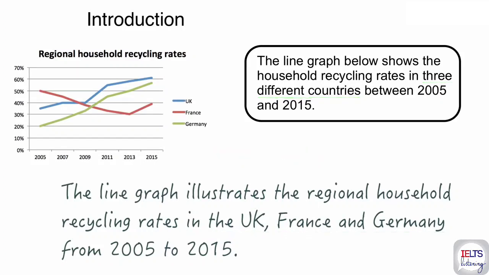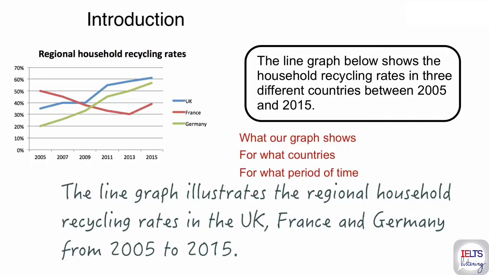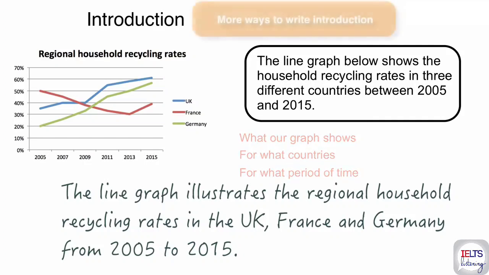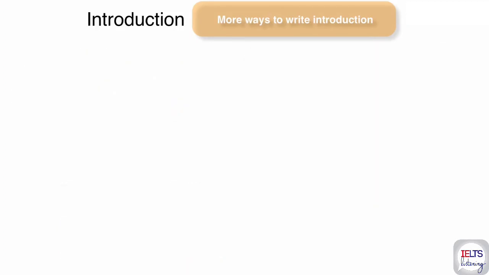Finally, we have a time period, which you should always give when it's possible. So, I changed the phrase between 2005 and 2015 to from 2005 to 2015. So, that's all with our introduction. It's absolutely clear, it's absolutely accurate. So anyone who reads it without seeing our graph will have a clear understanding of what our graph shows, for what countries, and for what period of time. To learn more ways of effective paraphrase for your introduction, you can see the link above.